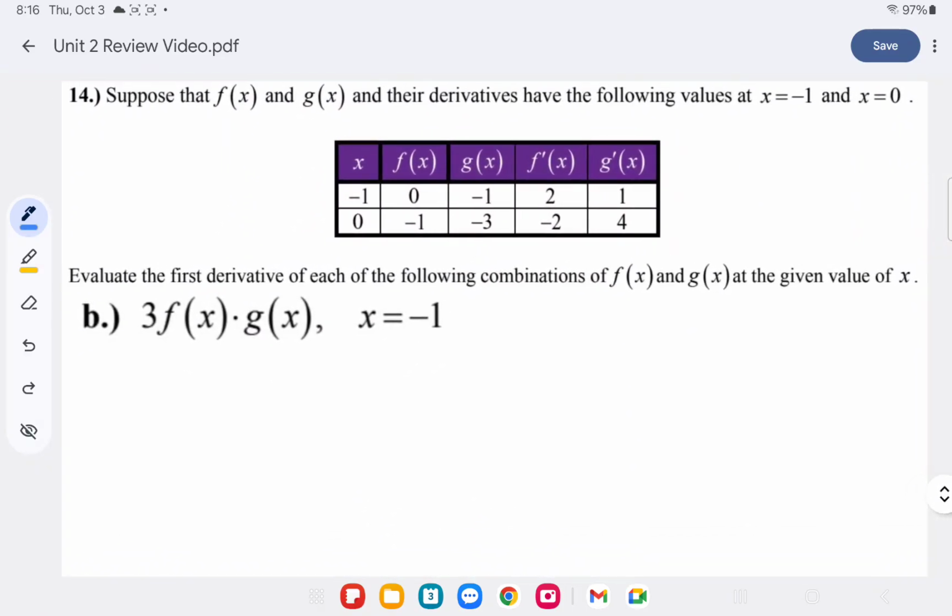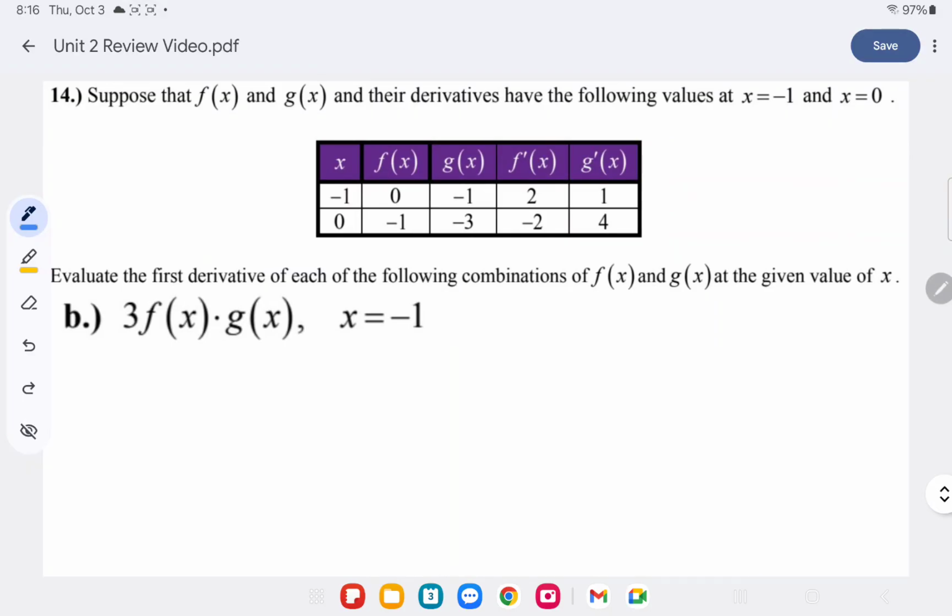Next one, same idea, we're using the product rule though. So in my product rule, I have 3 times f of x times the derivative of g, plus, this time we're taking g of x times the derivative of the first, which would be 3 times f prime of x. All right, and we're doing all of this at -1 again. So 3 times f of -1 is 0, times g prime at -1 is 1, but we really didn't need to do that because that's already 0 anyway.